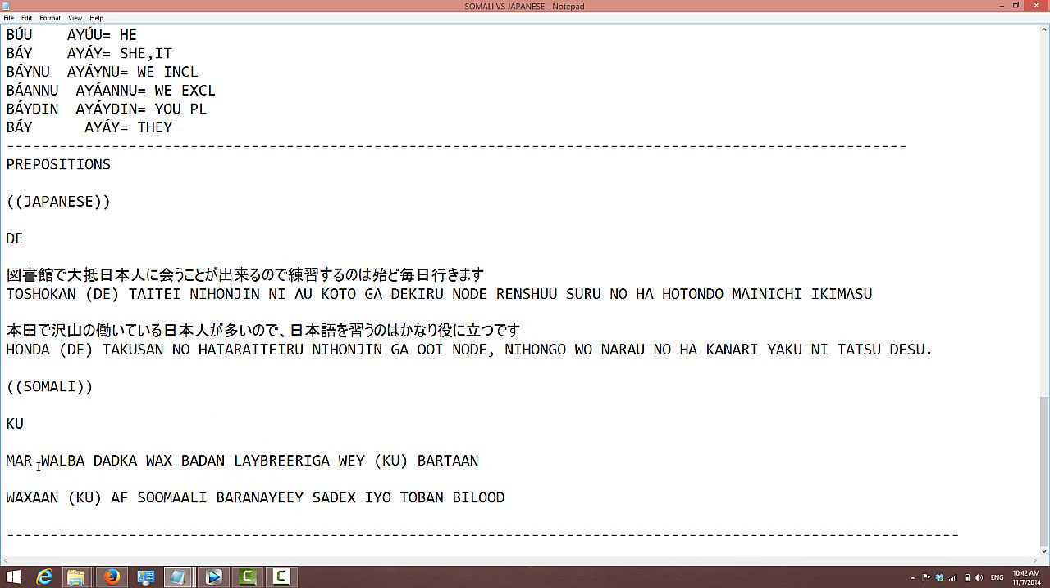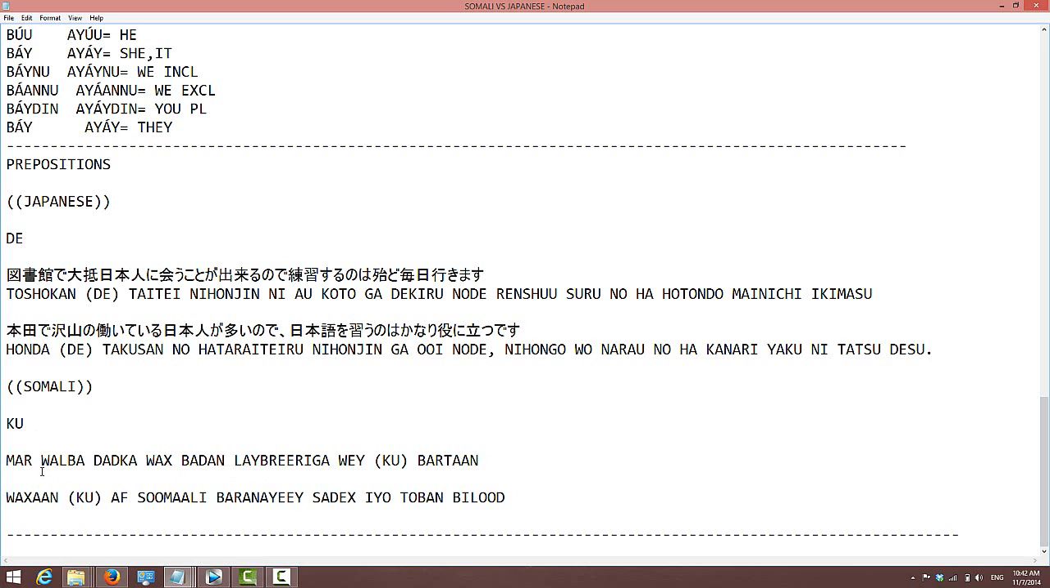So often people study. Let me see. People often study a lot of things at the library, is what that says. People often study a lot of things at the library. Marwalba, datka, wahbaran, librariga, way kubaratan.